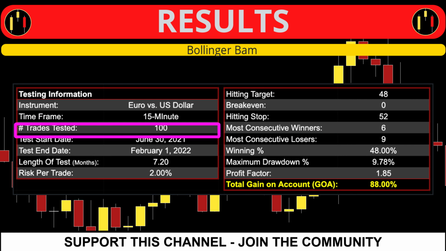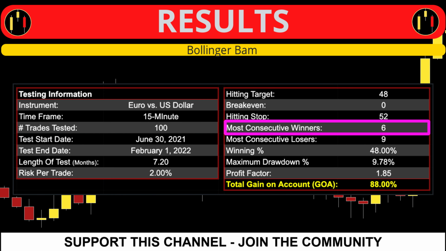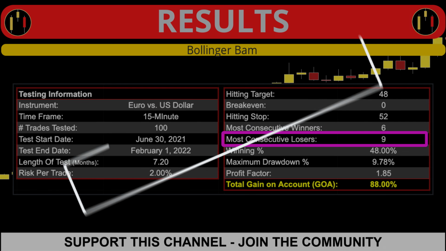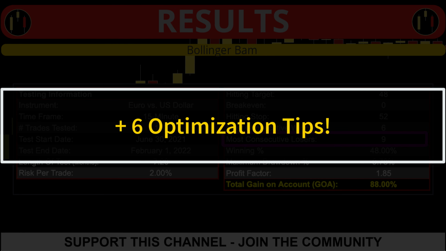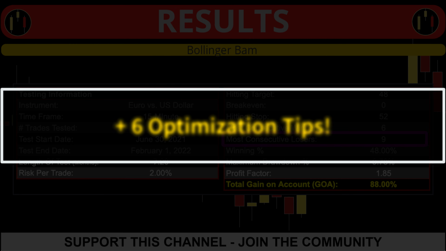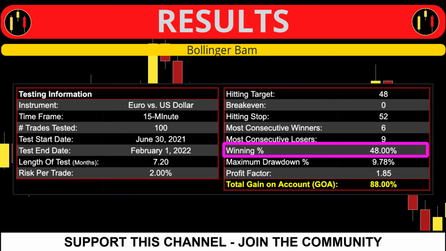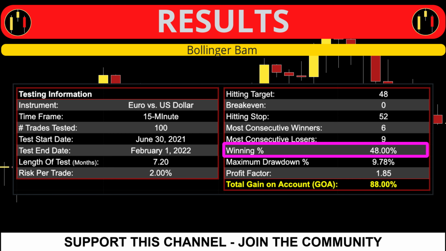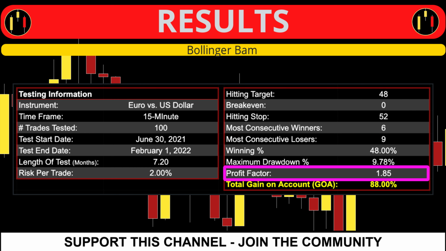It took over 7 months to find the 100 trades. Most winners in a row came in at 6, paired with an alarming 9 losses in a row. But stay tuned until the end where I will share with you how to cut down that number significantly with my optimization tips. The win rate came in at 48%, which is good for a 1 to 2 risk versus reward, and the profit factor was under 2.